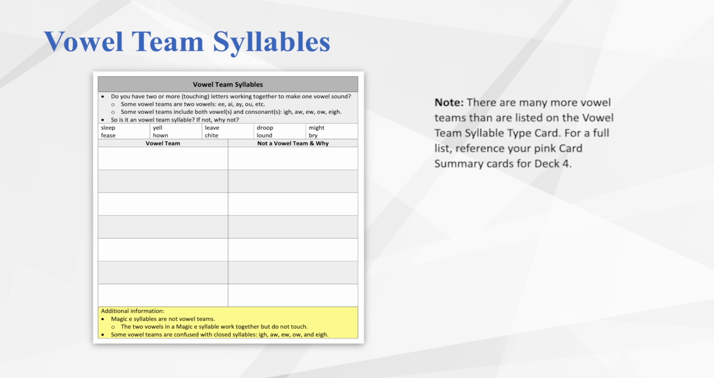For instance, let's think about the EA vowel team. When 2 vowels go walking, the first one does the talking, so that would be the E. So EA does say E, as in eat and meat. But looking at the words bread and head, EA also says a short E, which is not the vowel's name. Finally, as in great and break, EA can also say A, which is also not the vowel's name.